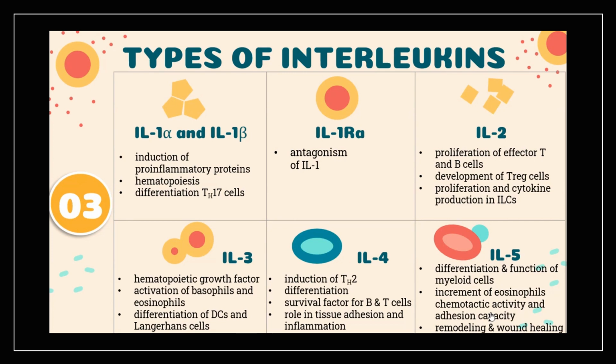Next would be the interleukin 5, which has the function of differentiation and function of myeloid cells, increment of eosinophils, and chemotactic activity and adhesion capacity, remodeling, and wound healing. They also originate from the helper T cells, specifically the type 2 helper T cells, and they are targeting eosinophils, basophils, and mast cells.